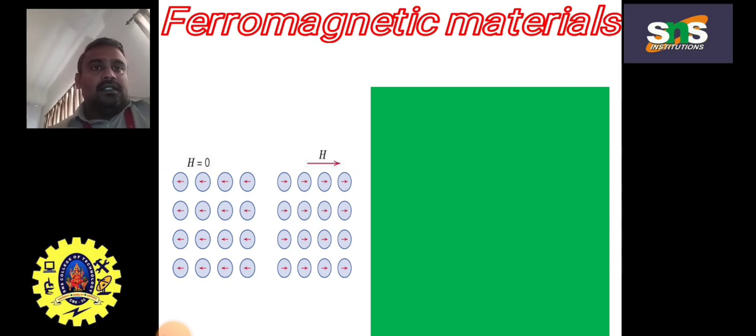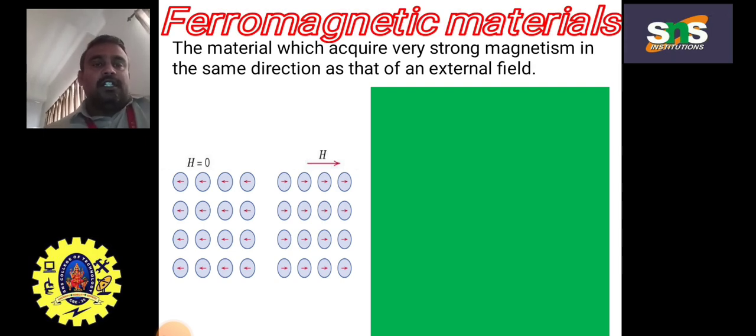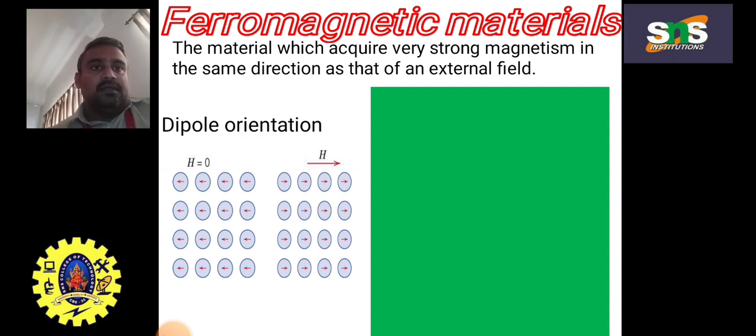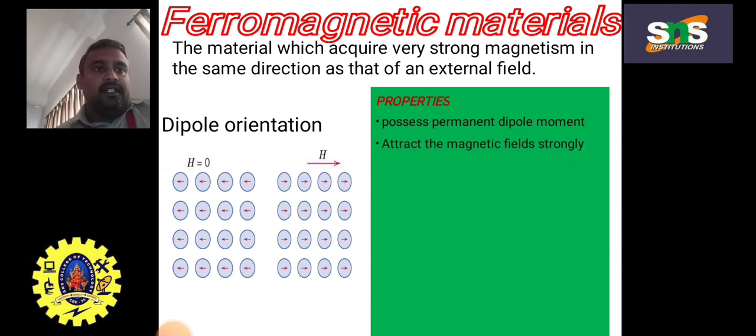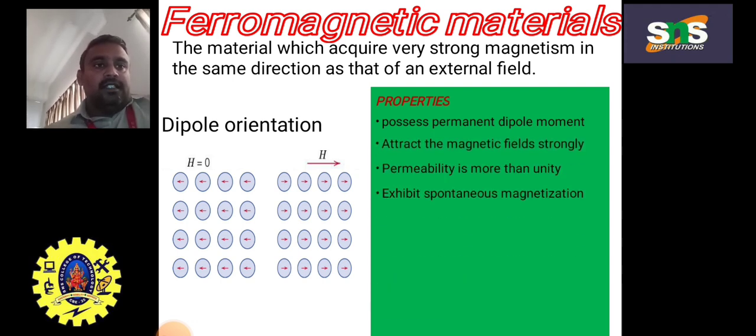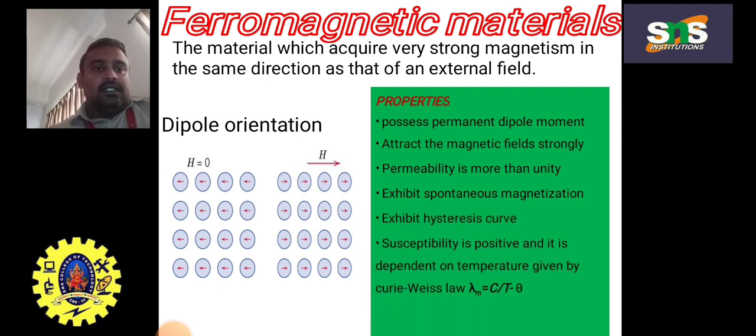Then the last important magnetic materials, that is ferromagnetic materials. The materials which acquire very strong magnetism in the same direction as that of an external magnetic field. The first diagram shows that H equal to 0. Then the second diagram, almost all the electrons align parallel to the applied field direction. The properties of ferromagnetism: possess permanent dipole moment, attract the magnetic field strongly, permeability is more than 1, spontaneous magnetization. Then susceptibility is positive and it is dependent on temperature, given by the Curie-Weiss law.